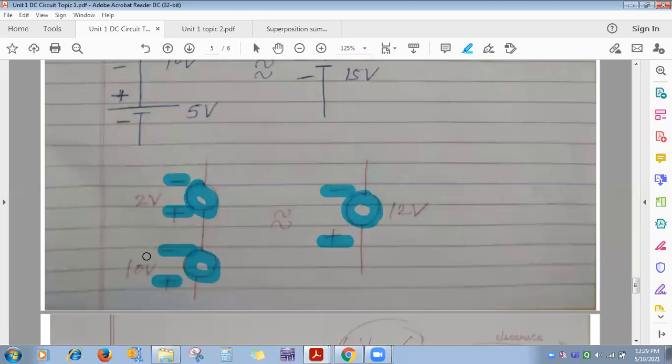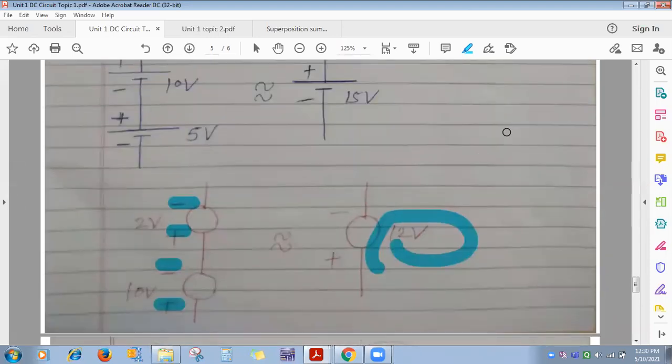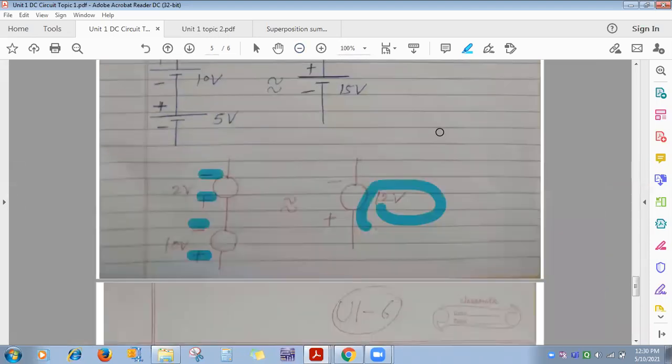Here also obviously you have to add, because it is the same: upper one negative, lower one positive for both. Or you can say alternate, minus plus minus. So what will be its equivalent? 10 plus 2, 12 volt. Okay, got it? Any difficulty with this?